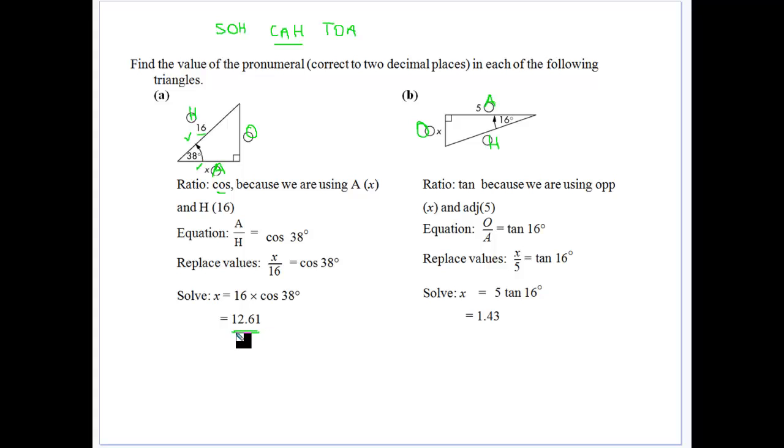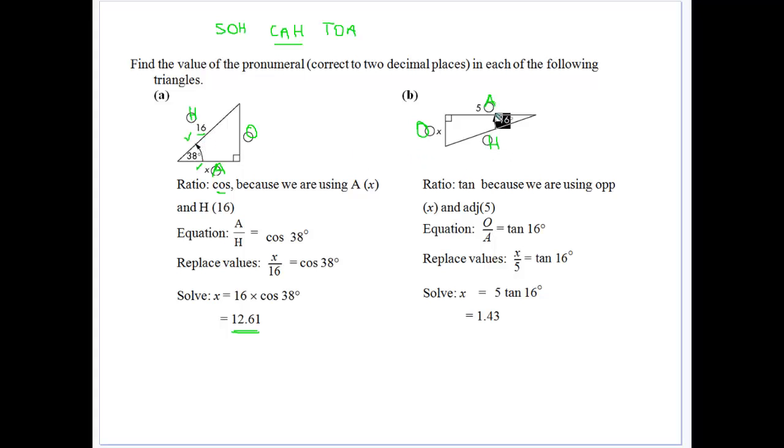Now have a look there and make sure that we've done it correctly. Does 12.61 sound reasonable? It does, because it should be less than 16. If we do our calculation and get something more than 16, we should start thinking we have a problem, because the hypotenuse is 16 and nothing should be greater than the hypotenuse.